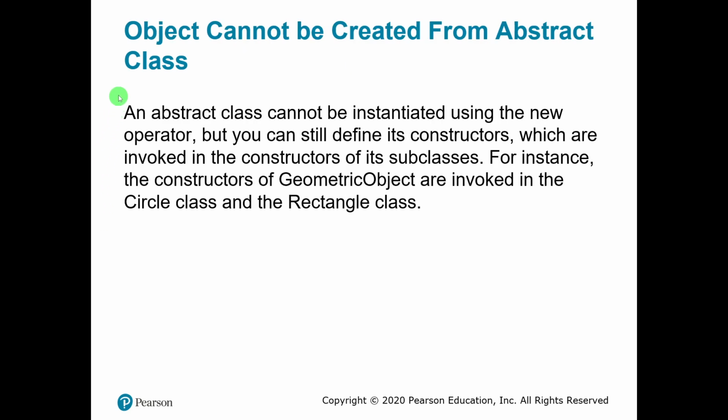You cannot instantiate an abstract class using the new operator. We can still define its constructors, which we had constructors for our geometric object class. Those are still used by the subclasses. So we can still have those even though we can't use them along with the new keyword because we can't create an object. We can still use them for inheritance purposes. So that's the example here. The constructors of geometric object were invoked in the circle class and the rectangle class that I showed you.